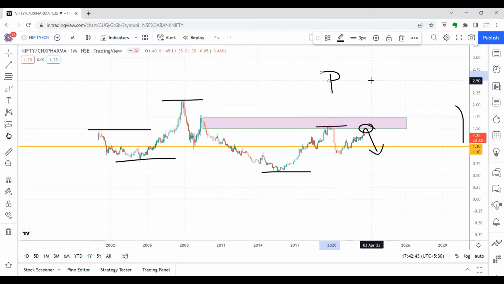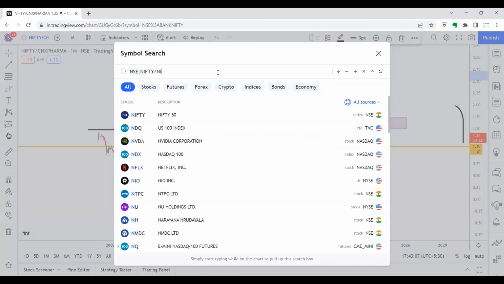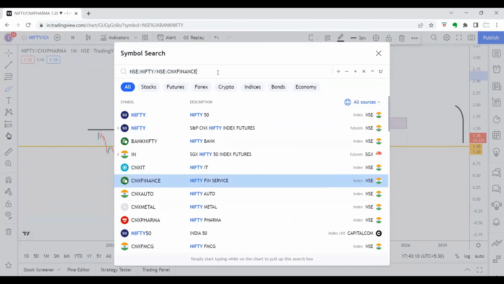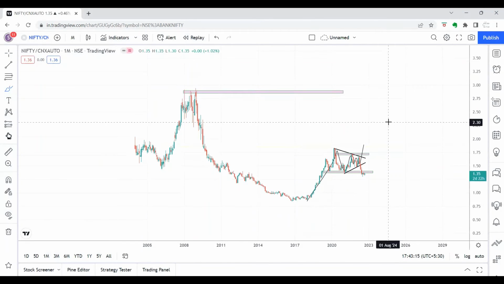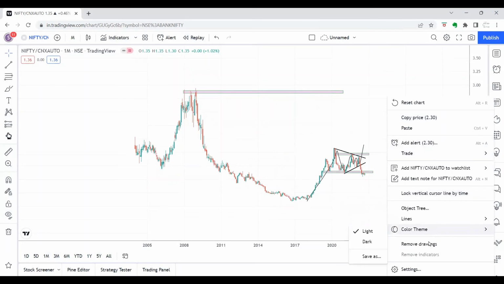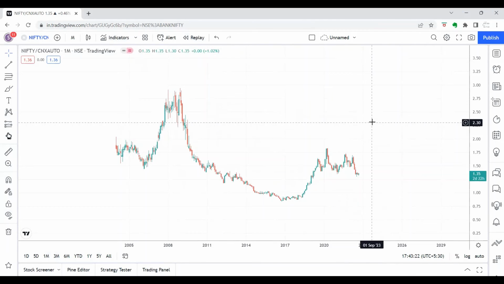But if you want to select the sector, this is how we need to select. We need to compare it with Nifty 50 and then choose the sector, so that we can know which sector is strong and which sector is weak. So let me give you another example. Let me select Nifty Auto. As you can see, we are comparing Nifty Auto with Nifty 50.